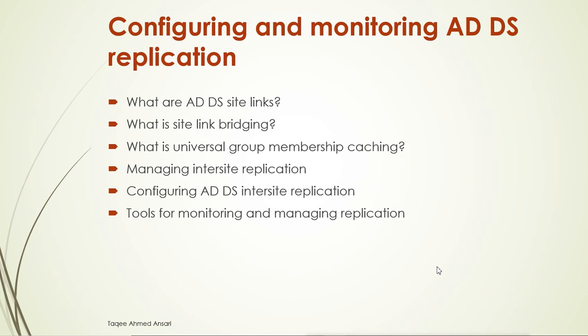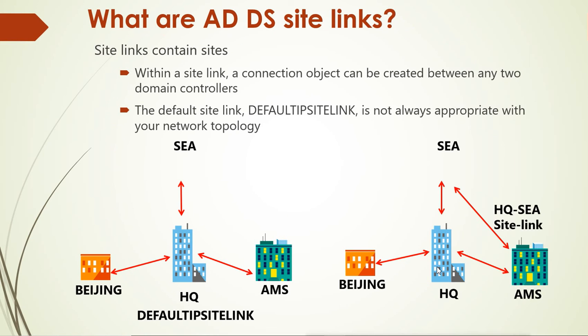Then configuring and monitoring AD DS site replication. So what are AD DS site links? Within a site link, a connection object can be created between any two domain controllers. So we can create the site link. Right now, by default, there is only one site link, called the default site link. The default site link is not always appropriate for your network topology.